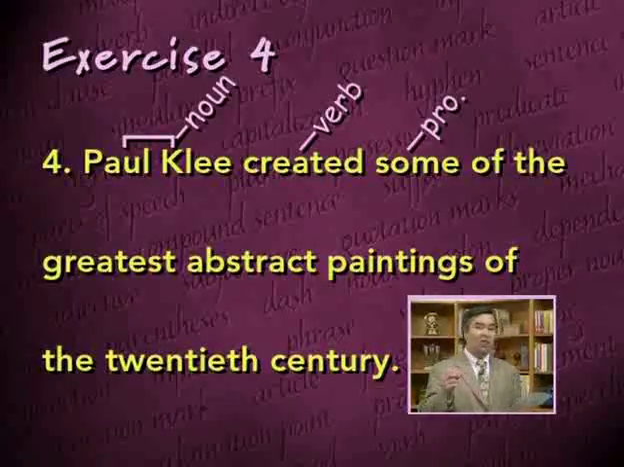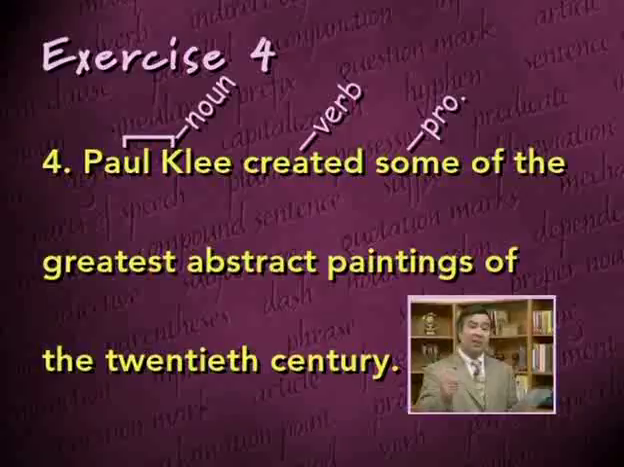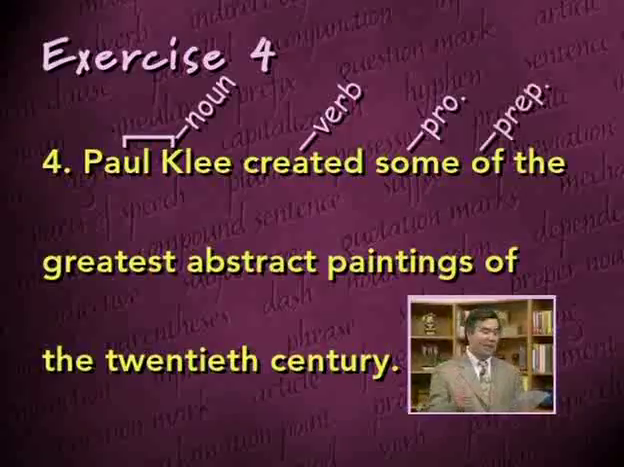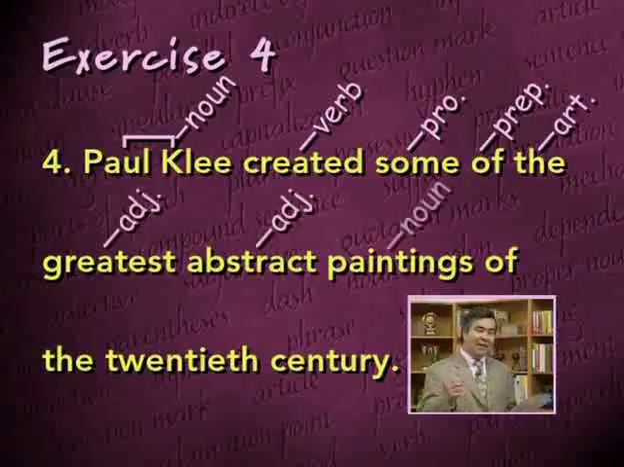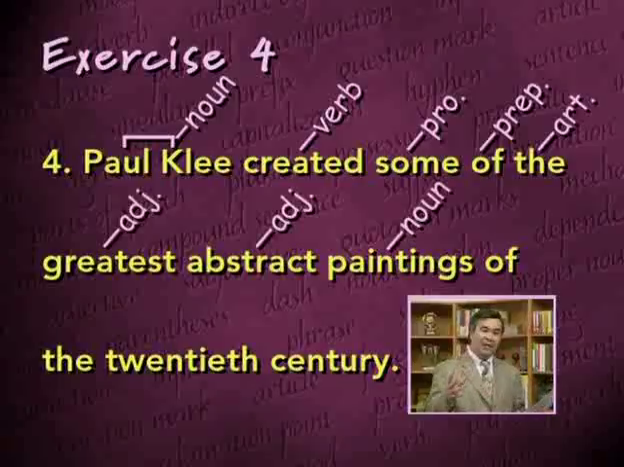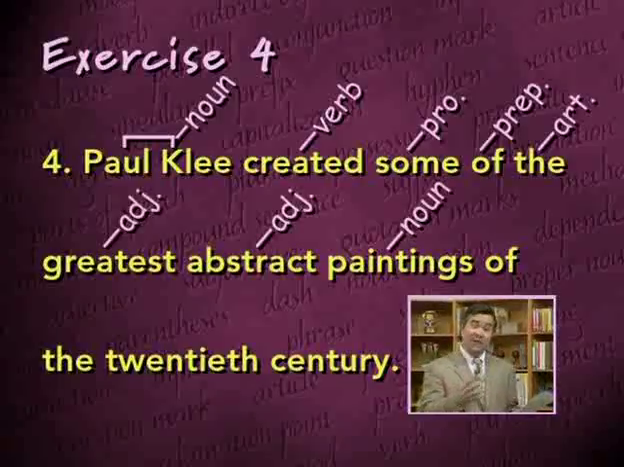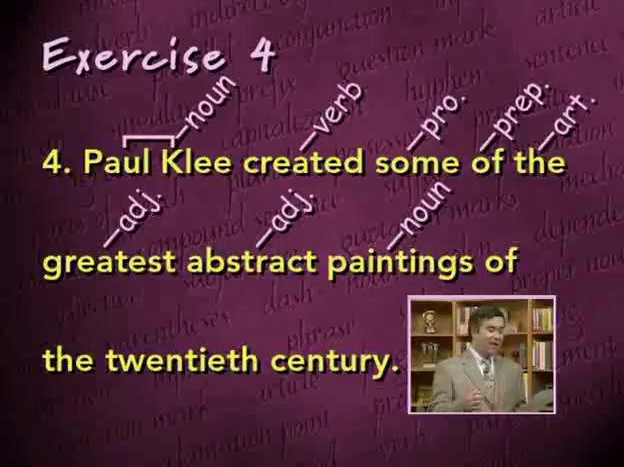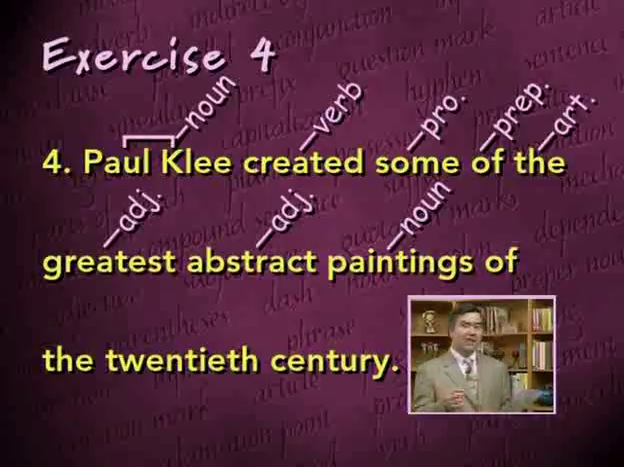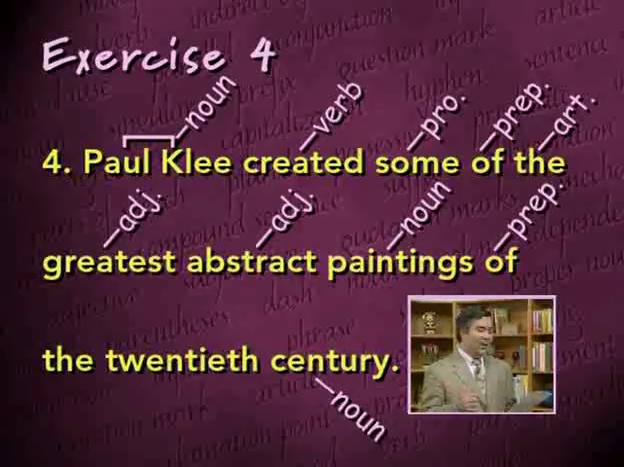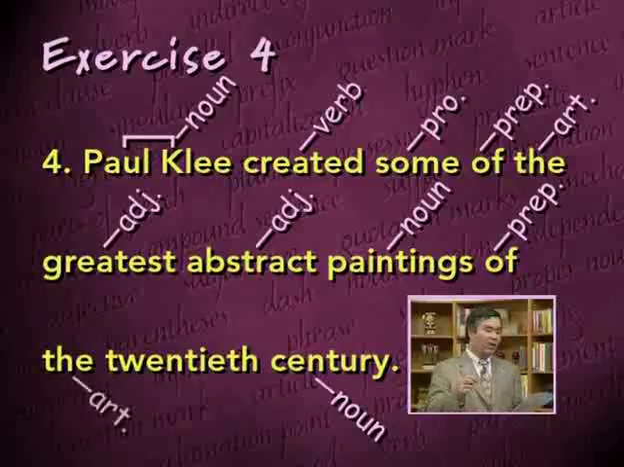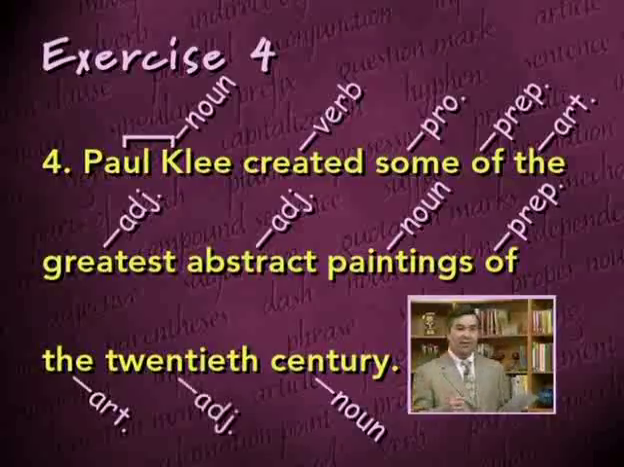Of the greatest abstract paintings, all of that is a prepositional phrase. Of is the preposition that begins it. The is an article. Greatest and abstract are both adjectives, and paintings is the noun. So the whole thing taken together is a prepositional phrase, beginning with a preposition and ending with a noun. And the last words of the sentence are also a prepositional phrase, of the 20th century. Of is the preposition, century is the noun, and in between we have the article, the, and the adjective 20th.